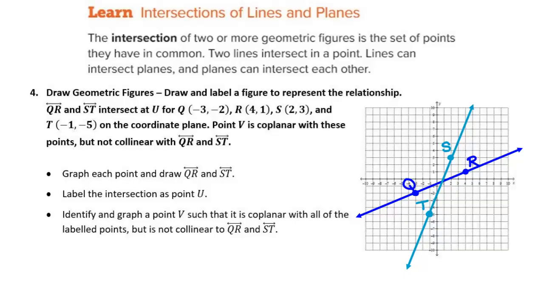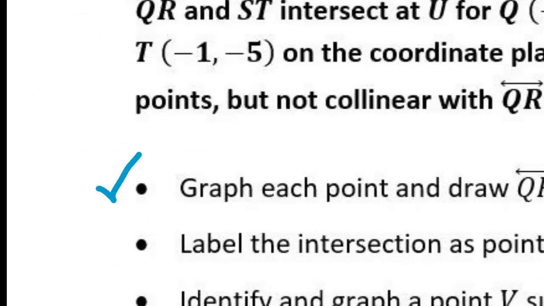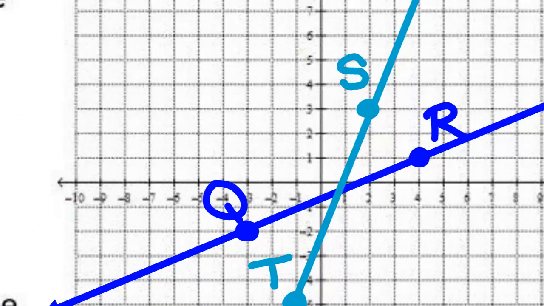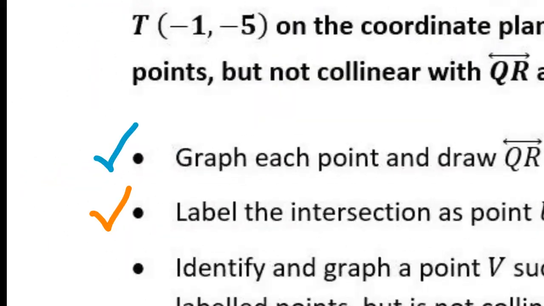So far, so good? All right, if I look at the directions here, that's the first bullet point. It says graph each point and draw line QR and line ST. So we did that. The next bullet point down says to do what? Label the intersection as point U. What do they mean by intersection? Where the two lines meet. So where those two lines cross each other, I'm going to put a big dot, and we're going to label that as point U. When two lines meet, they make a dot, a point.